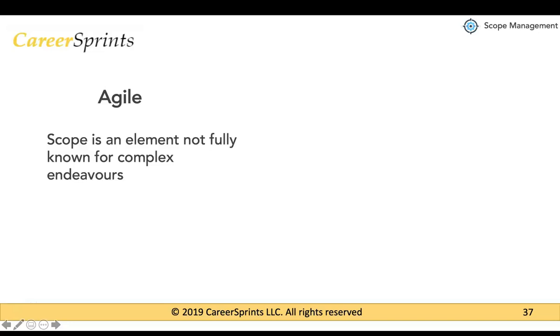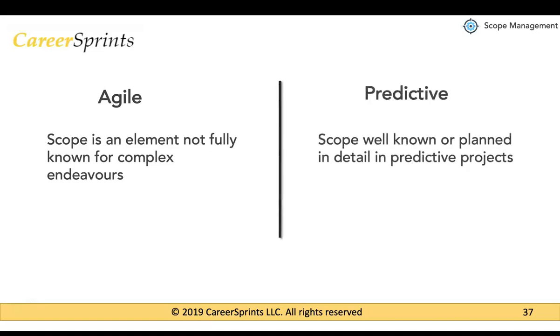In the world of Agile, scope is an element that is not yet fully known at the start of the project. Compare this with predictive, which has scope hashed out in detail right at the start.